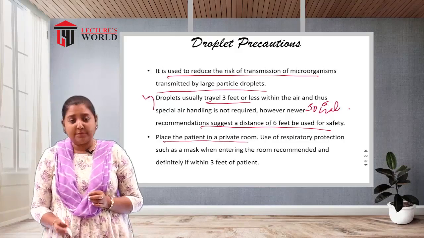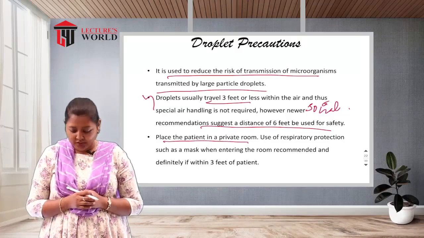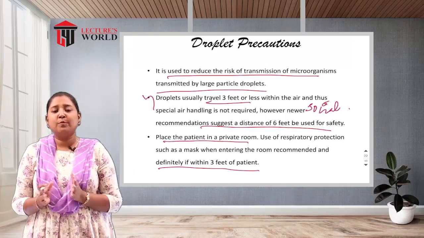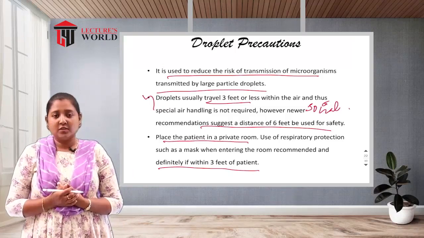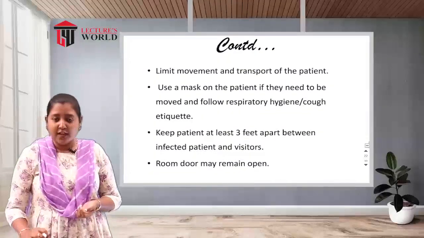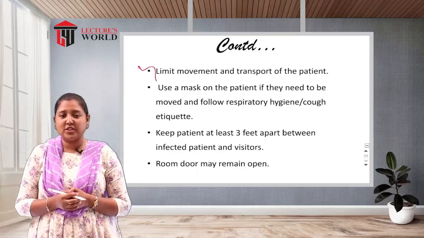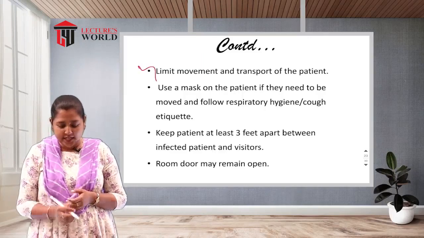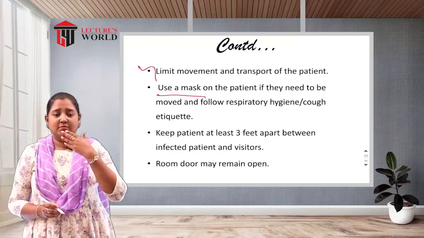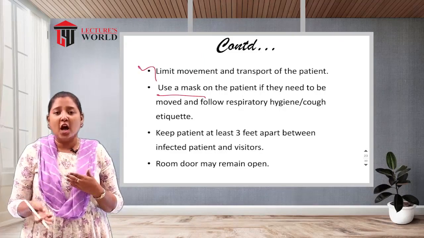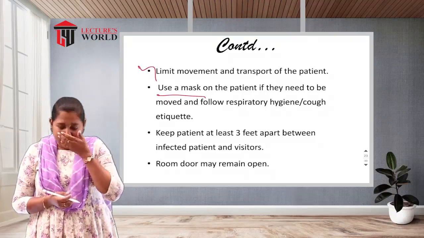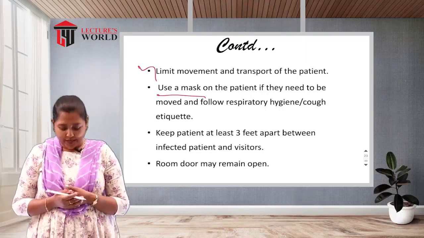And the patient can be kept in a private room if the infection is severe, and definitely there must be a distance of more than 3 feet between 2 patients. Thereby you can do droplet precautions. And again, in every precaution you have to limit the movement and the transportation of the patient unnecessarily. Use a mask also, so that while you are coughing and sneezing, the droplet infection will not come out. Or you can use handkerchiefs while sneezing and coughing, so that it will not be spread to others.